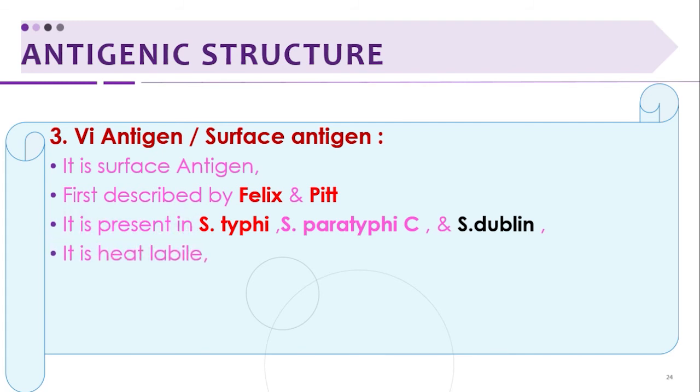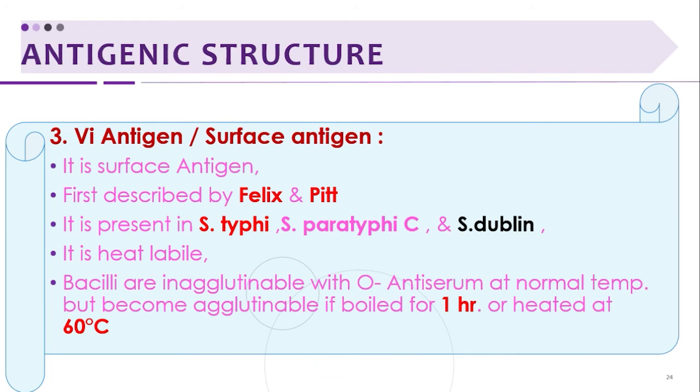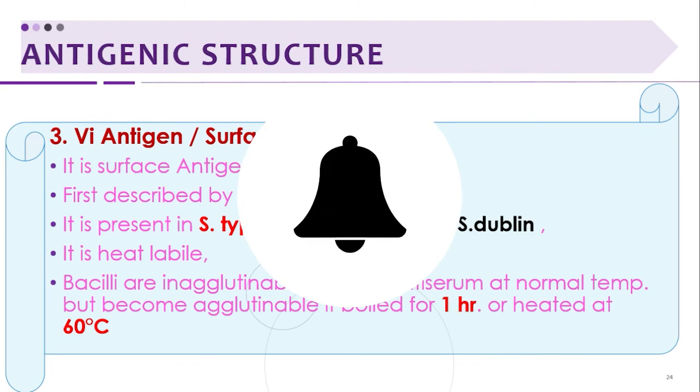This VI antigen is also heat labile. Bacilli which are inagglutinable with the O antiserum at normal temperature become agglutinable if boiled for 1 hour. That means bacilli that possess the VI antigen are inagglutinable with the O antiserum as such, because the VI antigen is completely covering the O antigen present on the cell wall at normal temperature. But if you boil this culture, the VI antigen gets destroyed and the bacilli become agglutinable with the O antiserum because of the destruction of the surface antigen.